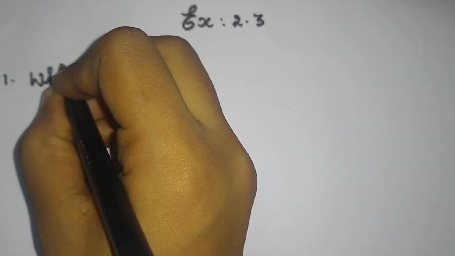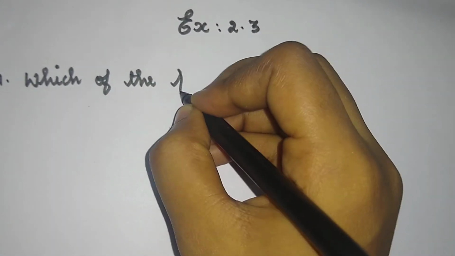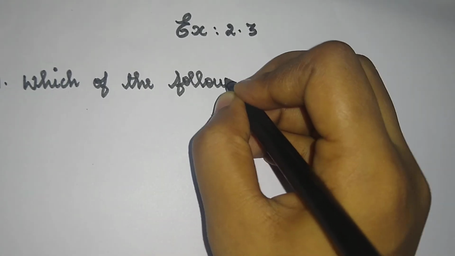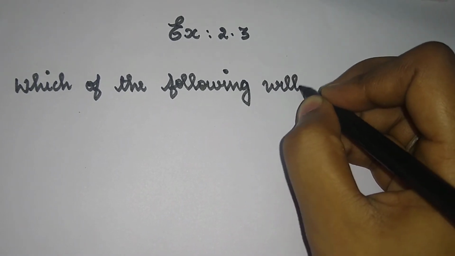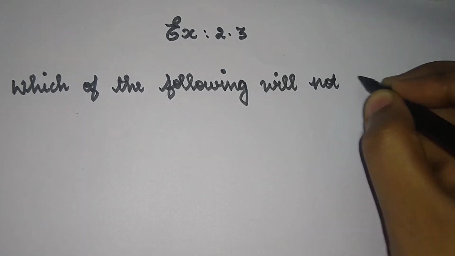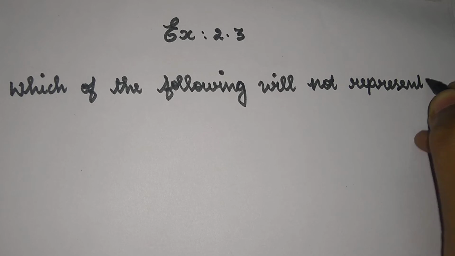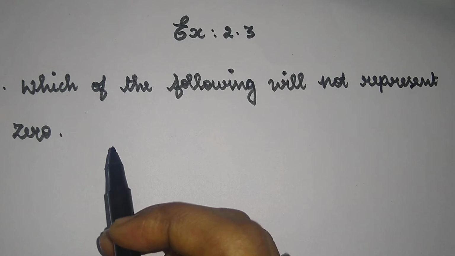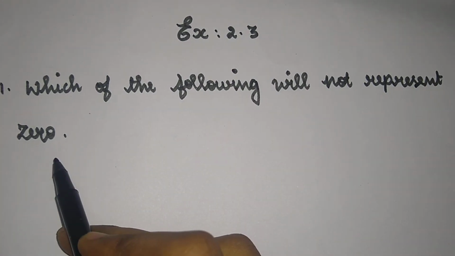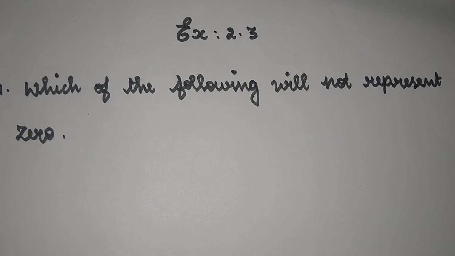Which of the following will not represent zero? Okay, which of the following will not represent zero? We have to find which expressions will not represent zero. Okay, first we take the first subdivision.